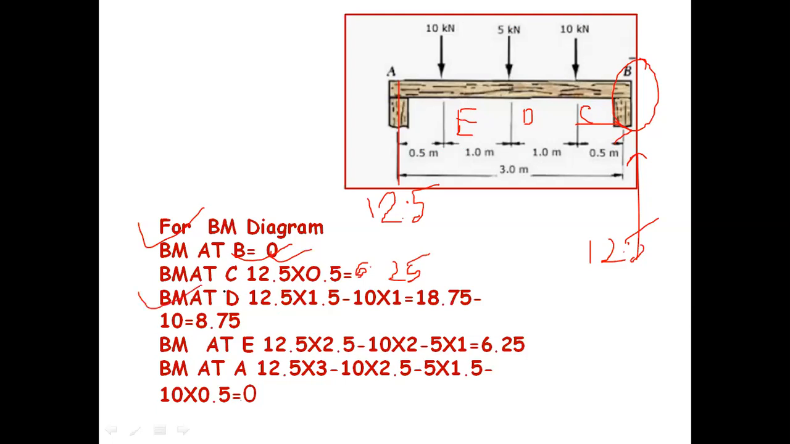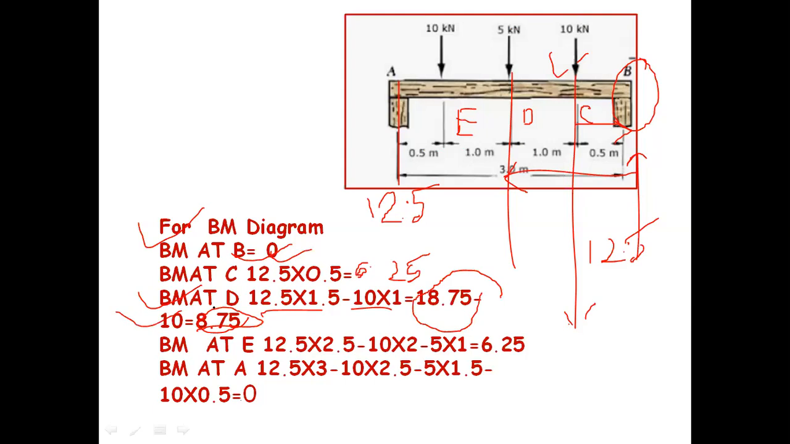And BM at D, how can I write the BM at D? BM at D is equal to 12.5 here into how much distance? 1.5. Then the 10 kilonewton load is in the downward direction, and the distance from D is 1, so 10 into 1. This is equal to 18.75 minus 10, which is equal to 8.75. Simple math, a simple numerical problem with simple equations.